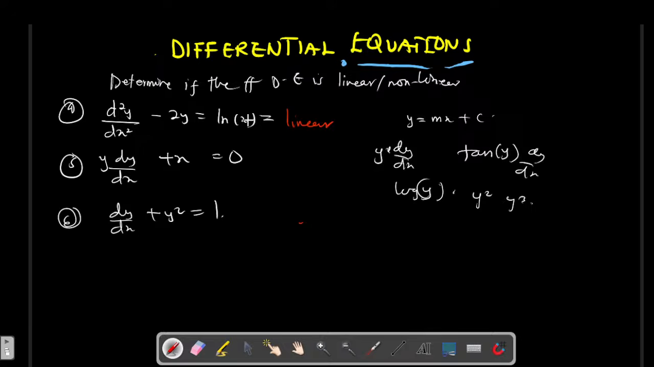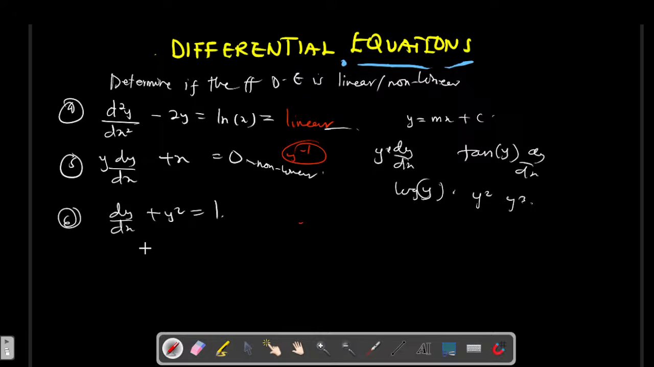Linear. If this should have been y, this whole equation wouldn't be linear. So take note. Let's move to the second one: y multiplying dy over dx plus x equals 0. Is this linear? The dy over dx here is a first derivative, but for the y multiplying dy over dx, if we divide through by y, you end up getting y to the power negative 1, meaning that it doesn't make y linear. Therefore, this equation is non-linear. Okay, so this is non-linear.